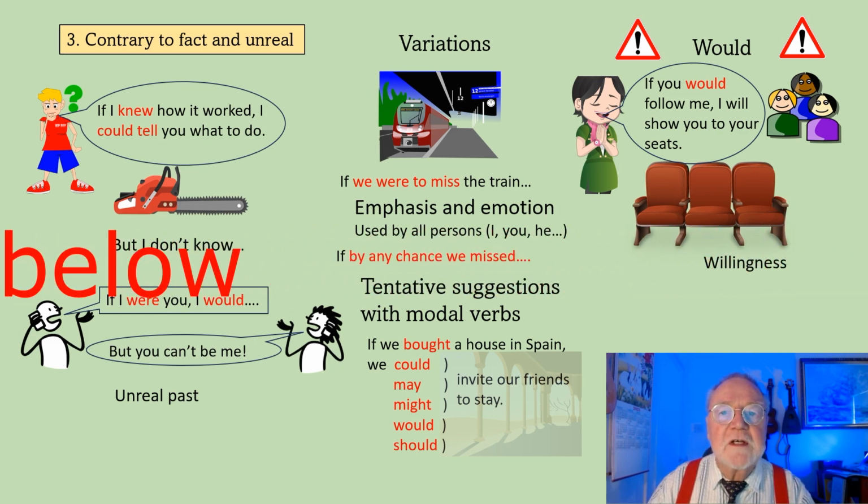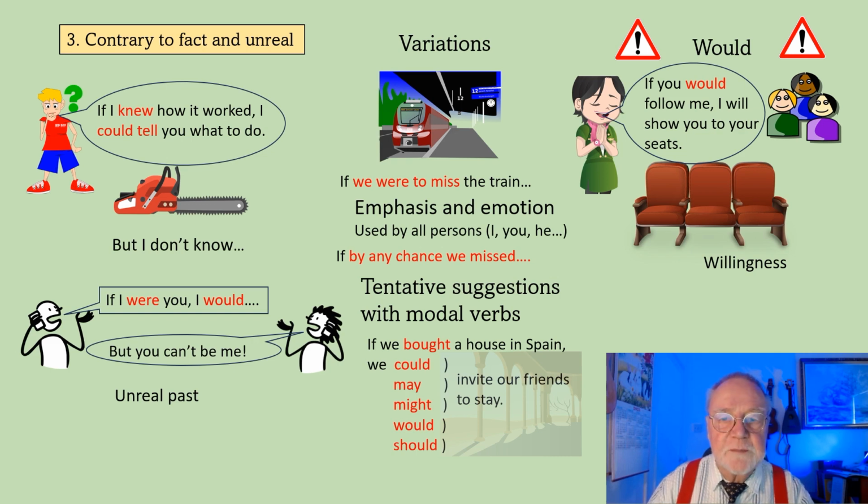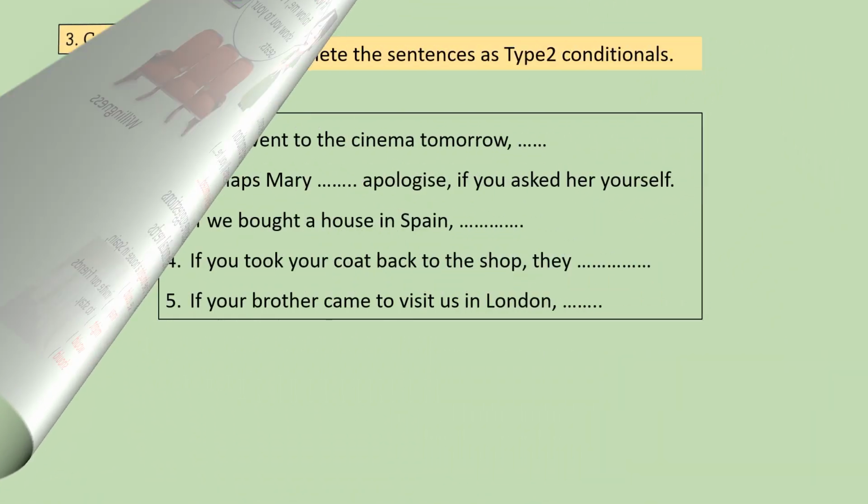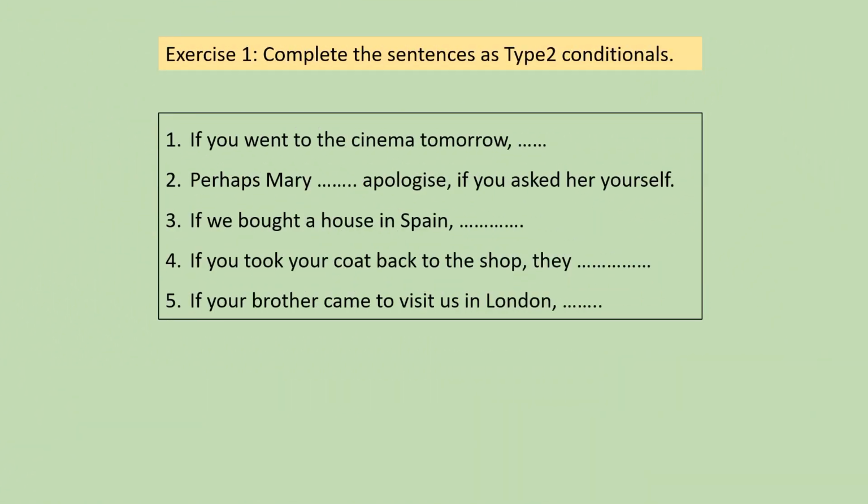Thanks. Now I have a listening exercise. You have to complete the sentences. After you've done that, you might like to try filling in your own endings to see if you can really understand the second conditional. Following that, there is a challenge. So, good luck. 1. If you went to the cinema tomorrow, you'd see the latest Bond film.